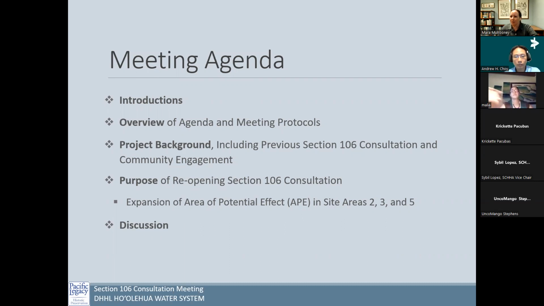So we're going to start out with a little bit of project background. I know most of you are very familiar with this project, and really to focus in on the previous Section 106 consultation and community engagement effort. And then we'll talk a little bit about the purpose of the reopening of the Section 106 consultation for this project in particular, which really revolves around the expansion of the area of potential effect, or the APE, also known as the project area, in site areas 2, 3, and 5. And we'll talk about those areas in particular. And then, as I mentioned, we'll open it up for discussion.